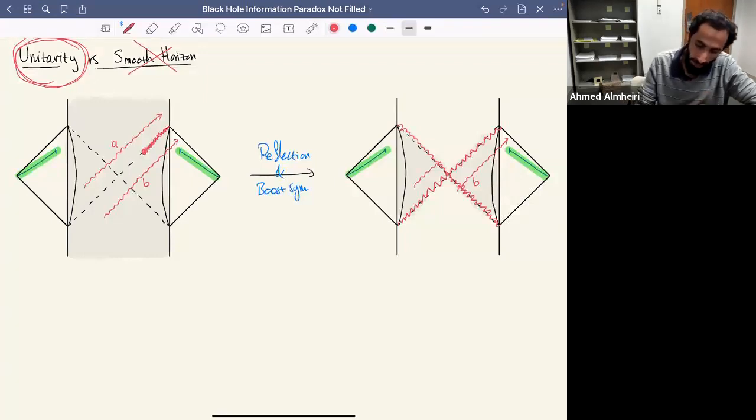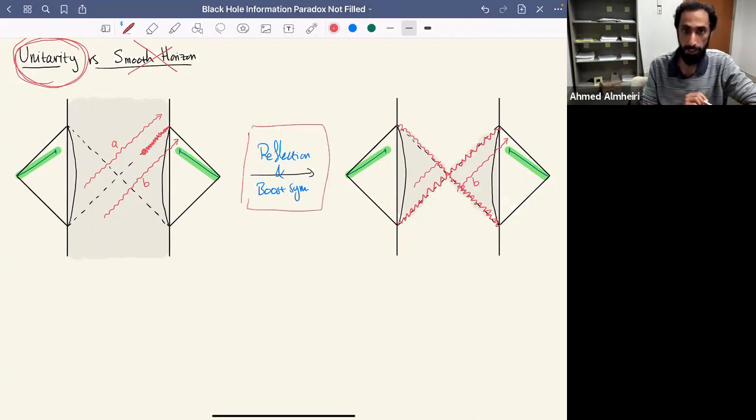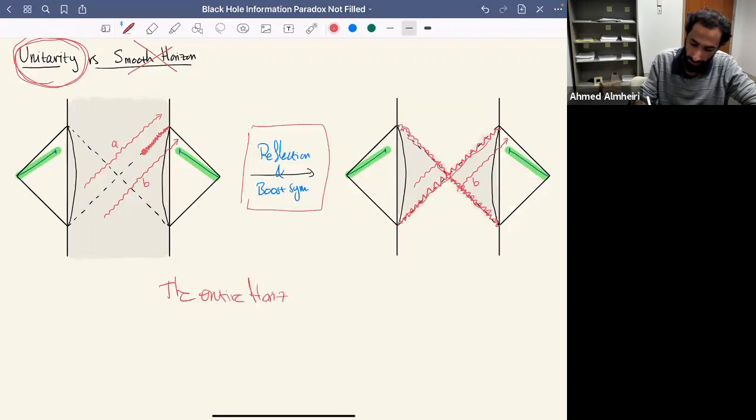The other statement is that if it happens at any point on the horizon, using the symmetries of this spacetime, the fact that you have reflection symmetry and a boost symmetry, this means that the entire horizon is actually on fire. Okay, so the entire horizon is on fire. And therefore, the wormhole is a lie.